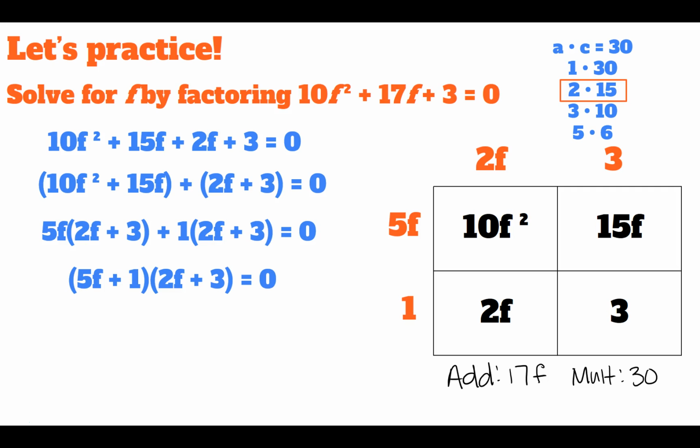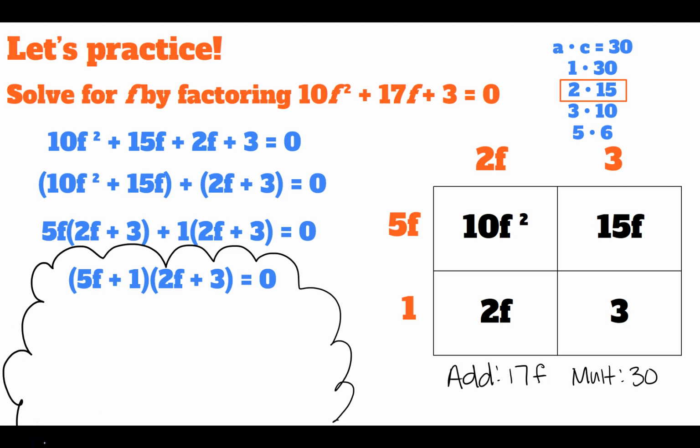If the directions, like last week, were just factor, then yes, I have done the factoring. But today it wants me to solve. So we have to factor first, then we have to solve. So how are we going to solve using zero product property? What are we going to do after this? We split them up, and we're going to make each piece equal to 0. So we're going to have 5f plus 1 equals 0, and 2f plus 3 equals 0. So this is our new piece.